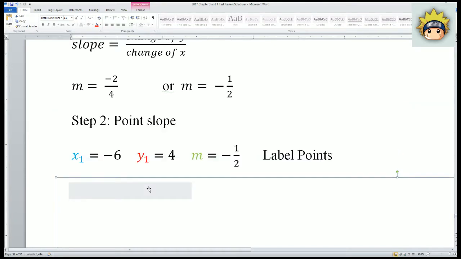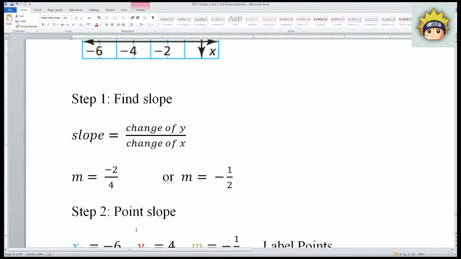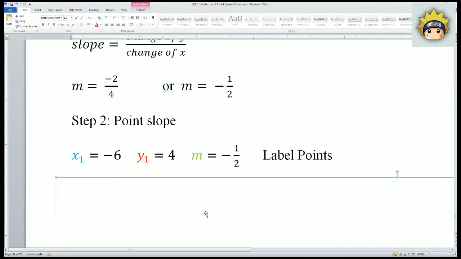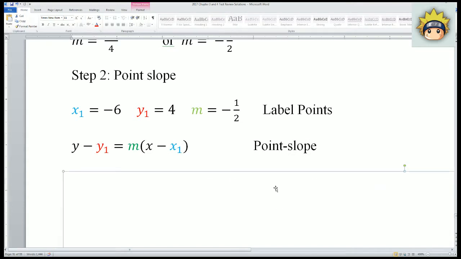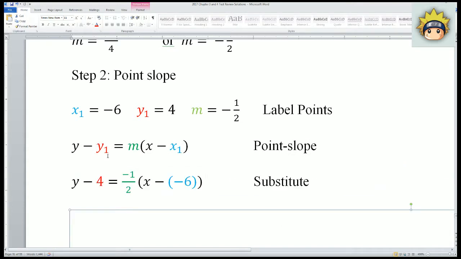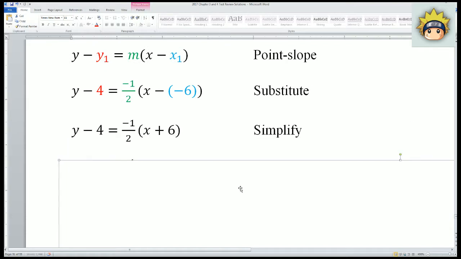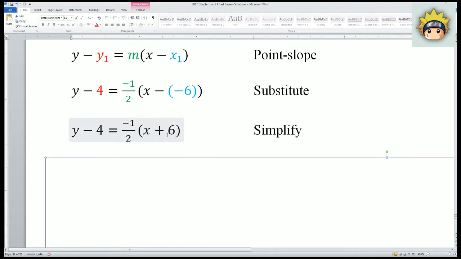Right? I'm going to use point slope. x1 is equal to negative 6, y1 is equal to 4, and the slope here is equal to negative 1/2. Write the point slope equation. Make the substitution. Minus a negative. Let me simplify that. That just becomes an add a 6.